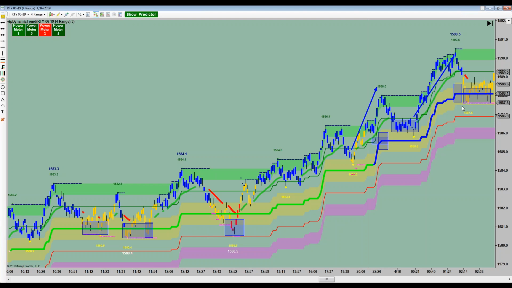Now that we've covered the long side, it's time to talk about the short side. So if you are going to take a short, and this would be an example, and I'm going to show this for you here, a downtrending move where you take shorts.